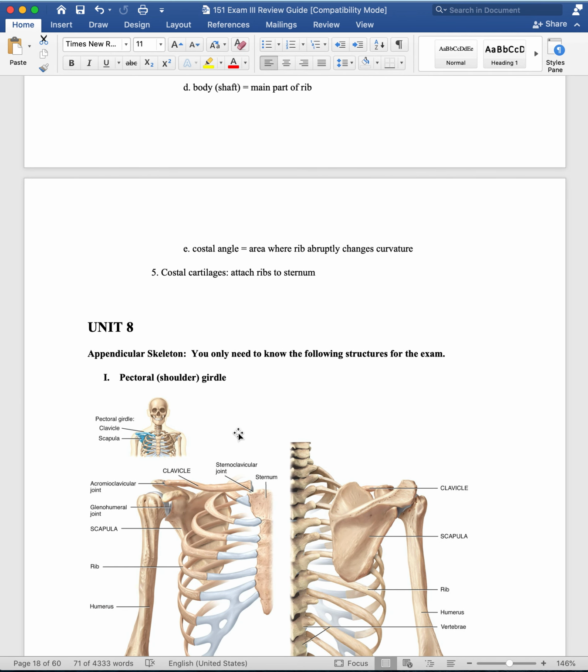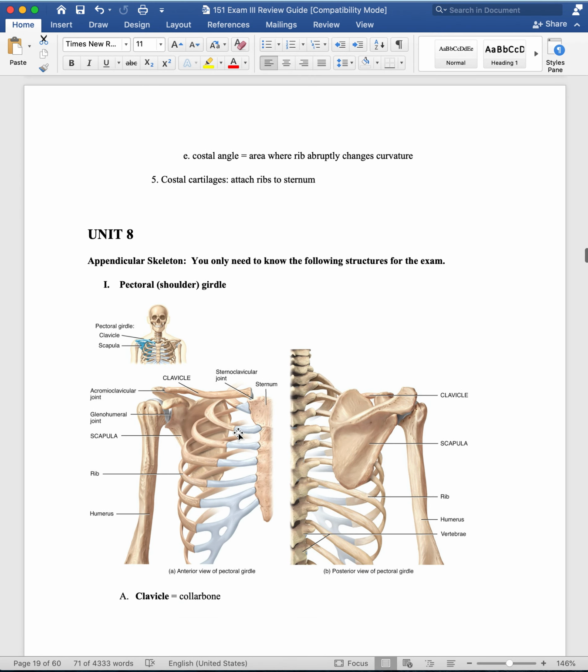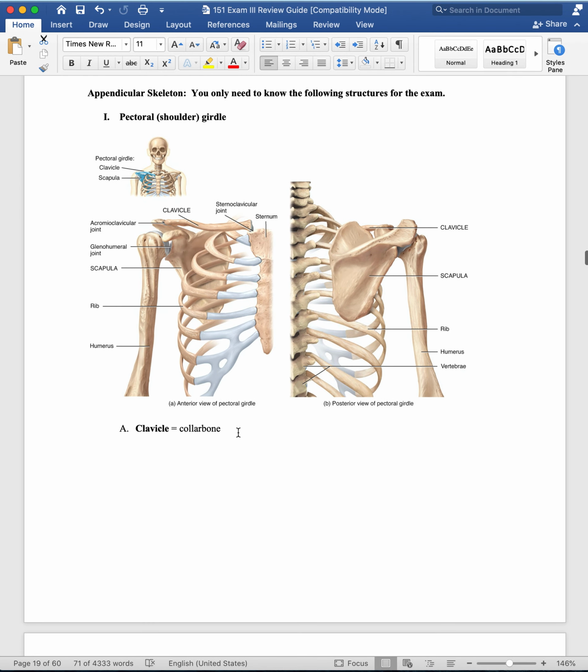Unit 8, we're going to start with the appendicular skeleton. So we're going to be talking about the pectoral girdle and the hip girdle, etc. So here's what the pectoral or the shoulder girdle looks like. It's going to be comprised of several articulating bones, including the clavicle. And here's going to be the humerus, and that is the scapula.